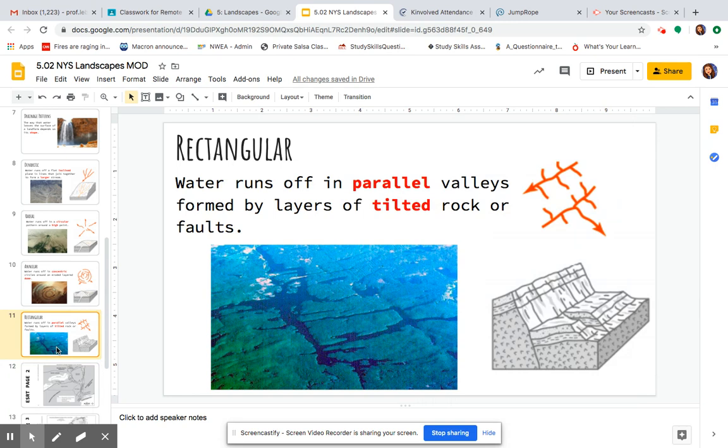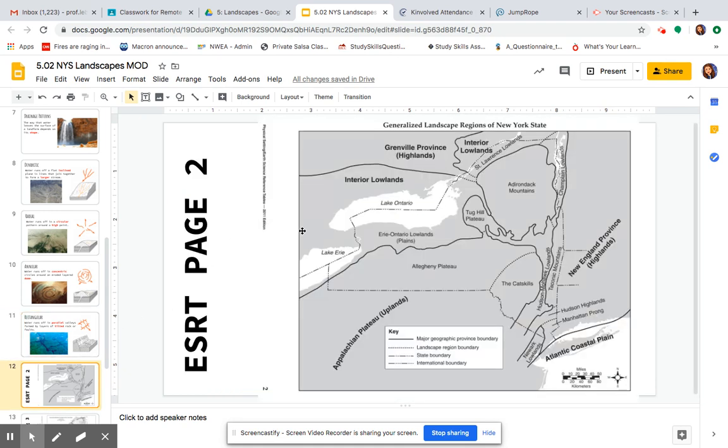Okay, so today we're going to learn about using page 2 and page 3 of the reference table a little bit more. So let's take a look at page 2 of the Earth Science reference table. Page 2 is just showing different landscape regions of New York State. So remember, we have 3 different types of landscapes: mountains, plateaus, and lowlands, as shown here. We have all 3 different types in New York State, which is right here.